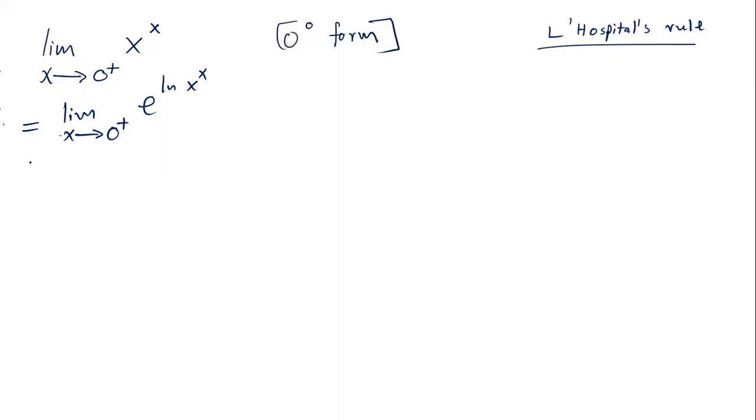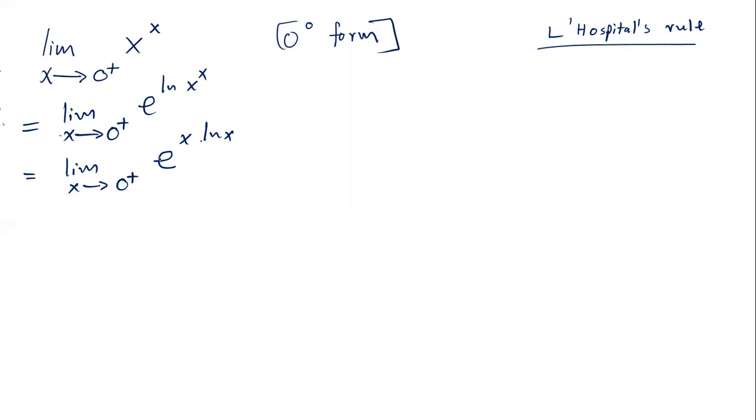Then, using the laws of logarithms, I can write this as e to the power, and this x I can take to the front, to write x ln x. Now I try to substitute x. I plug in x equals 0. What do I get? 0 into ln 0.